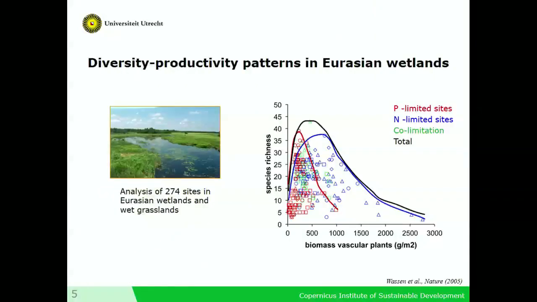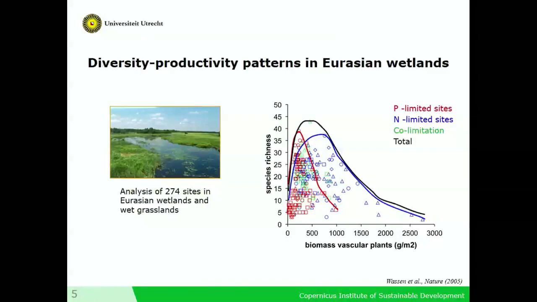So why should we care? Because it's important for diversity productivity patterns. So just presenting you some results from a study done by Martin Wasse and colleagues in 2005. They analyzed 270 plus sites of Eurasian wet grasslands, and as you can see here, you have the biomass production on the x-axis and the amount of species in a plot on the y-axis. And then you get this quite famous hump-shaped envelope, basically. What is important is that this envelope is different depending on whether your site is nitrogen limited or phosphorus limited.